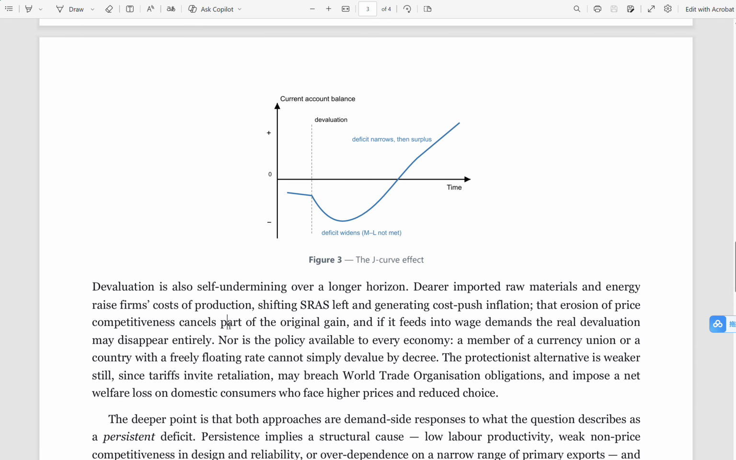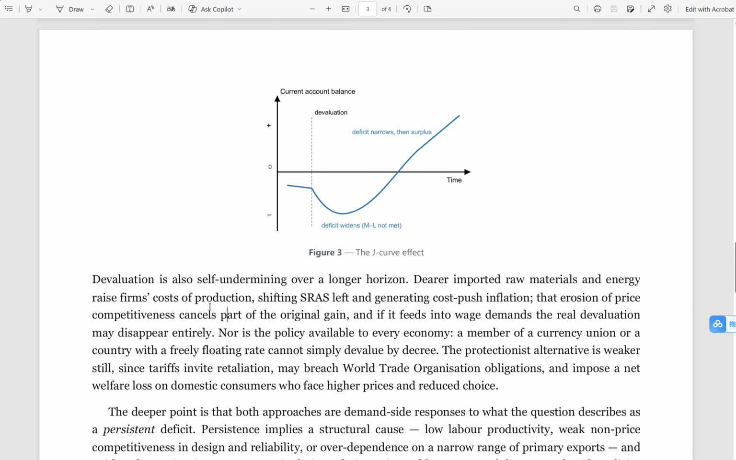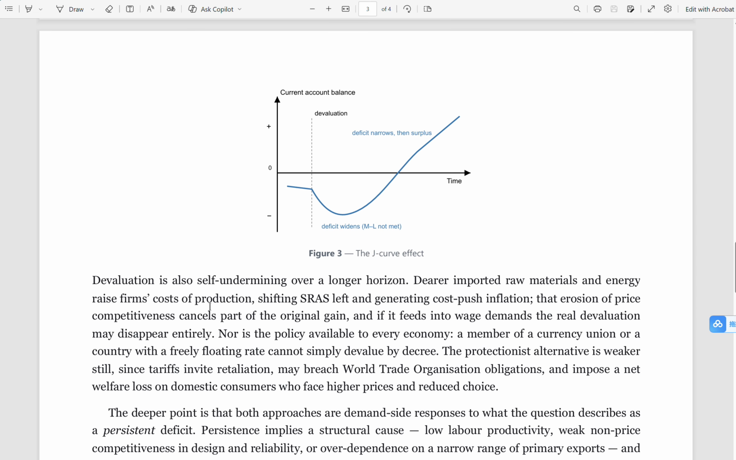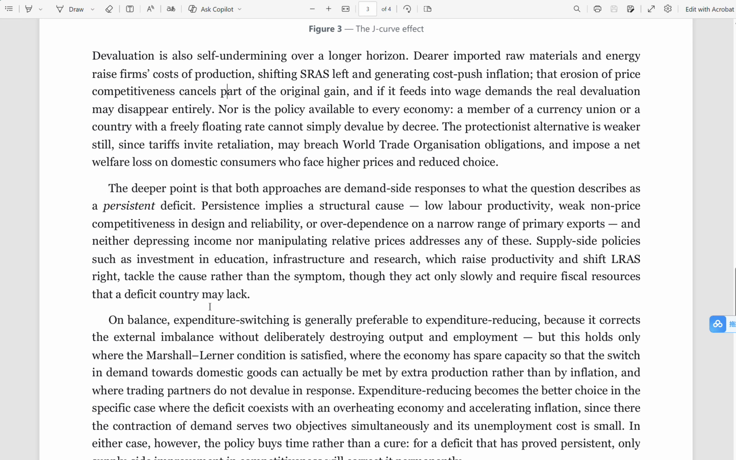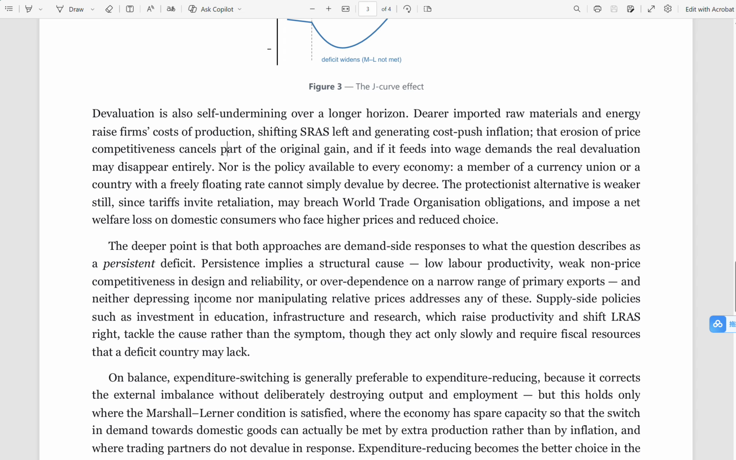And then we can see valuations also self undermining over a longer horizon. Dearer imported raw materials and energy raise firms' cost of production, this will actually increase your deficit, right? Because your products are no longer competitive towards the international market, and people could have just switched to lower priced products from other countries because they don't have the kind of tariffs on those imports. And this is the kind of stuff that you need to mention in the exam. The deeper point is that both approaches are demand side responses to what a question describes as a persistent deficit.